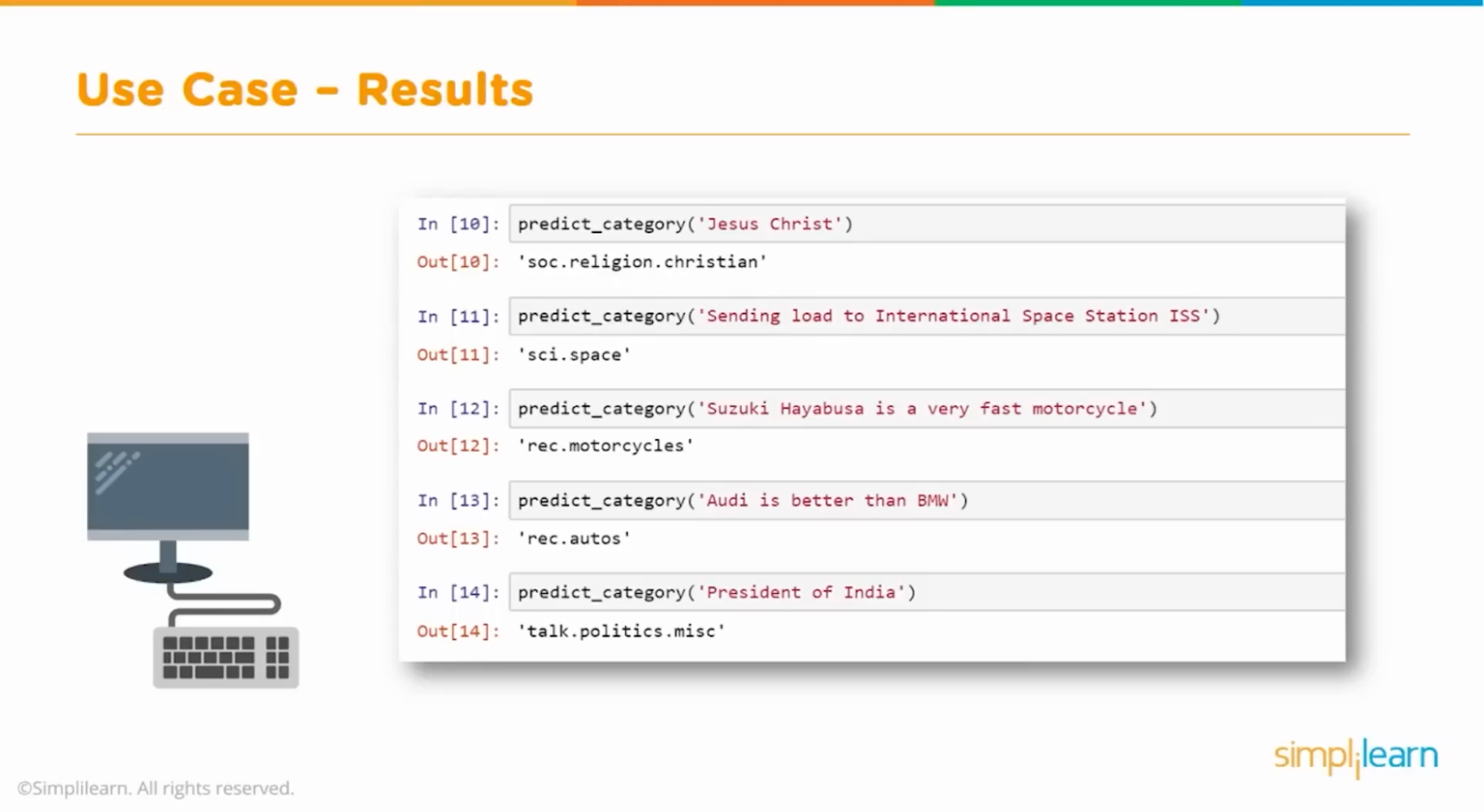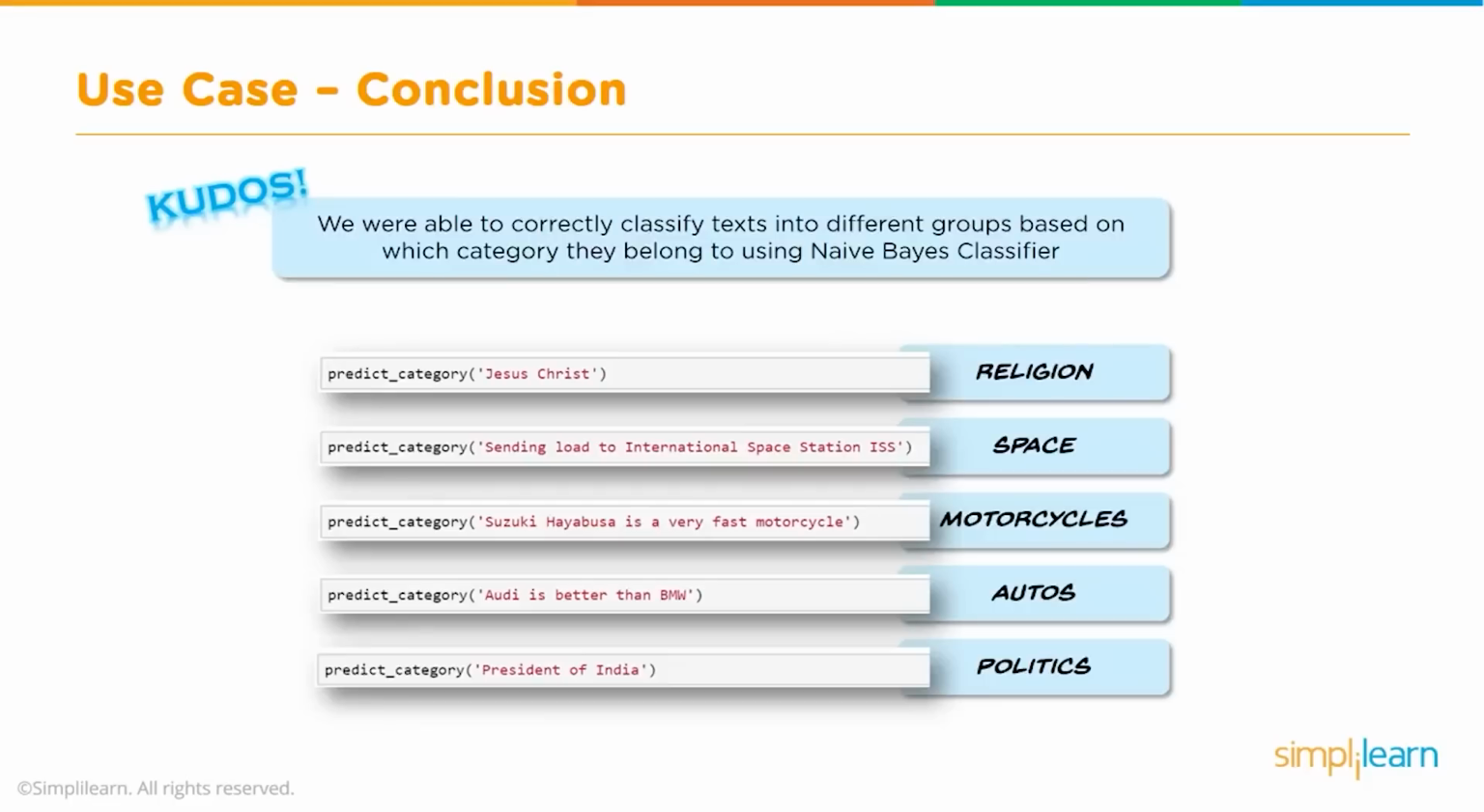So when we take our function and we run all these things through, kudos, we made it. We were able to correctly classify texts into different groups based on which category they belong to using the naive Bayes classifier. Now, we did throw in the pipeline, the TF-IDF vectorizer. We threw in the graphs. Those are all things that you don't necessarily have to know to understand the naive Bayes setup or classifier. But they're important to know.